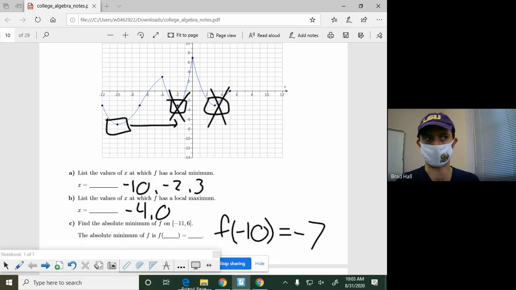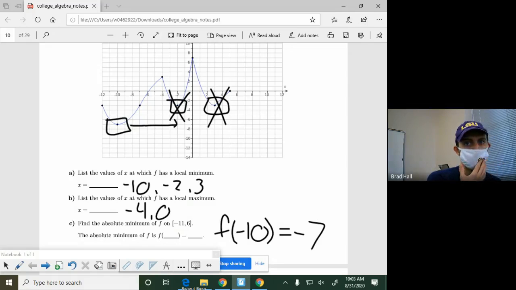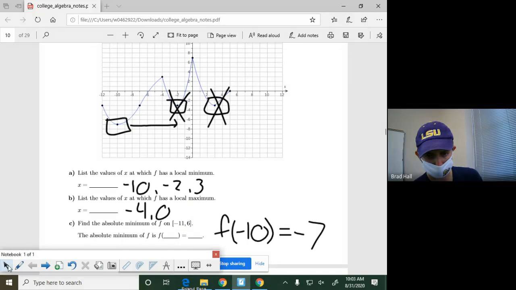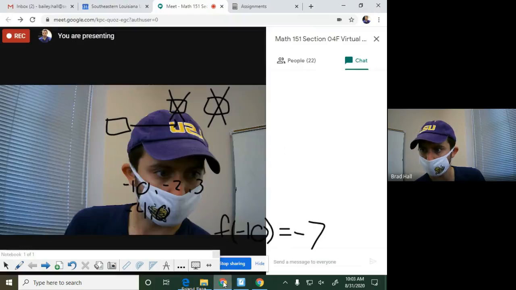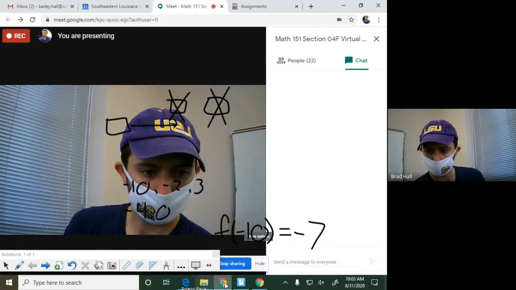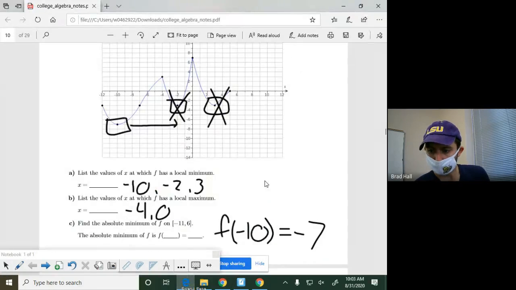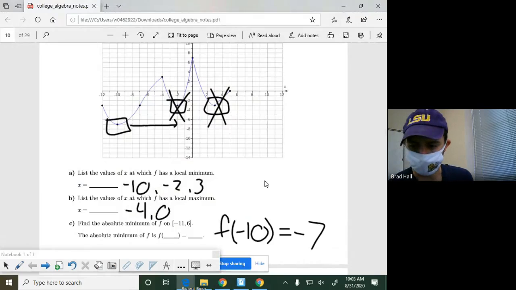So those problems you should be able to knock out fairly quickly. It's just identification, no intervals or anything like that. Cool? Good. Google Meet people. Okay. Let's go ahead and move on.